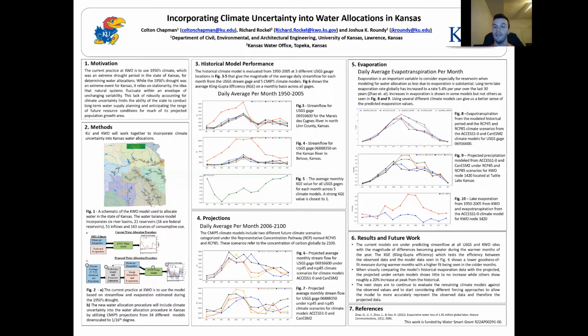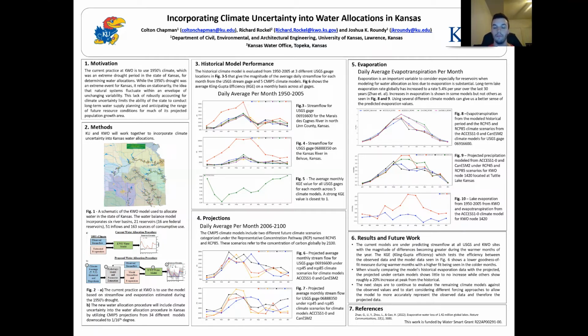We can then also take KWO's data for their evaporation at Tuttle Lake and compare it to what one of the models is showing evaporation should be from 1950 to 2005 on a monthly average basis. In Figure 10, we can see that the model is again severely underestimating evapotranspiration in this case.